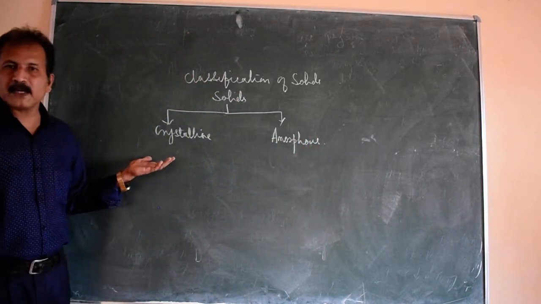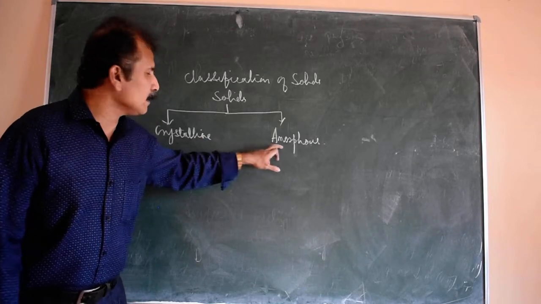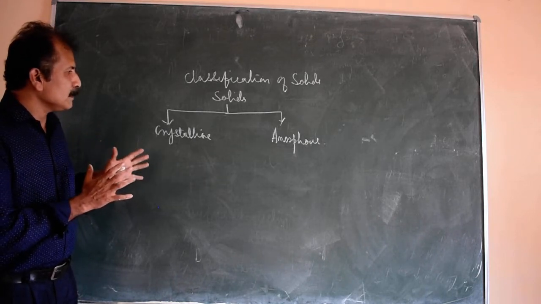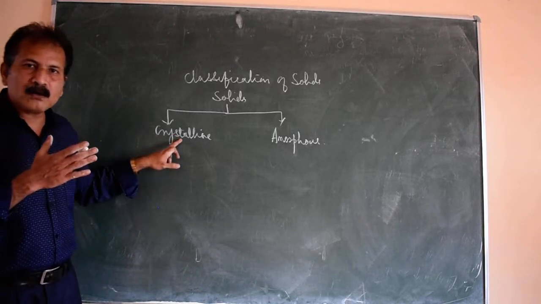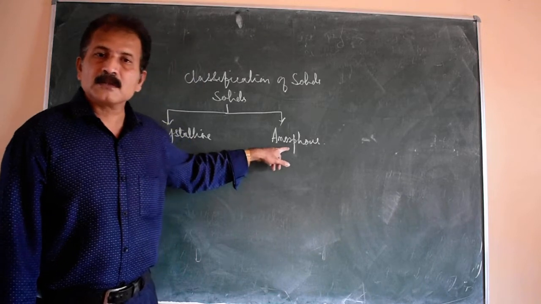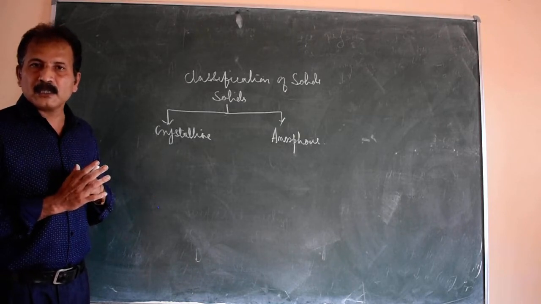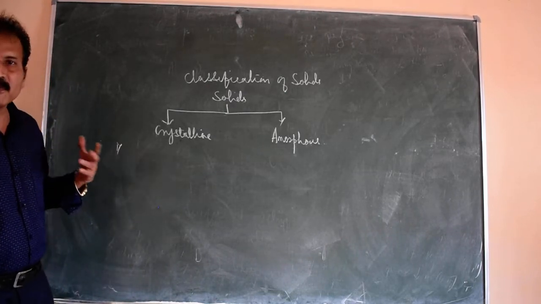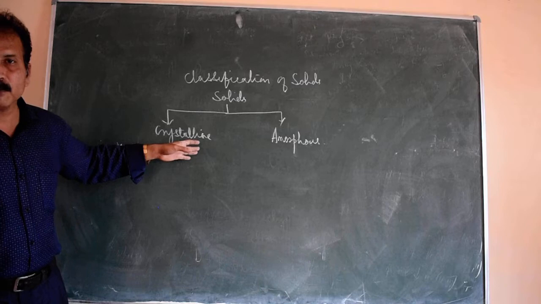So the first question you might expect in solids is what are the differences between a crystalline solid and an amorphous solid? The basic difference between these two is the arrangement of particles. In a crystalline solid, you have a long range order of arrangement of the particles, whereas in amorphous there is random arrangement of particles, or we say they have a short range arrangement. This is what differentiates solids into crystalline and amorphous.